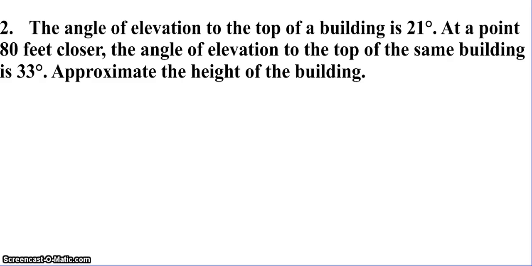So the angle of elevation at the top of a building is 21 degrees. At a point 80 feet closer, the angle of elevation at the top of the same building is 33 degrees. Approximate the height of the building. So this one's a little bit simpler for you to draw the picture, so I'm going to leave you to draw the picture, solve the problem, and then unpause the video when you're ready to check your work.